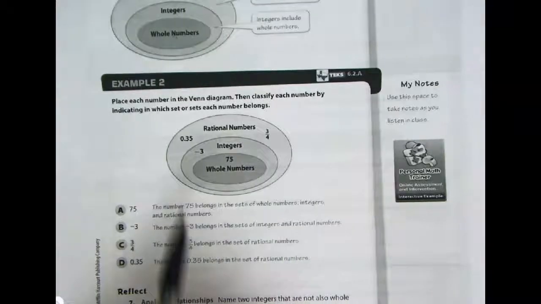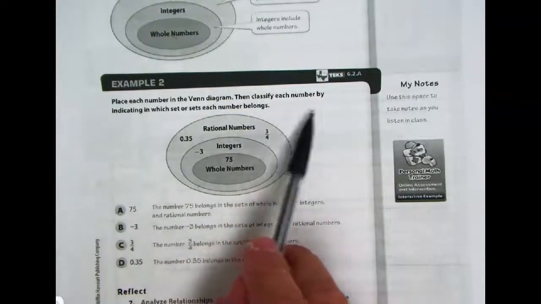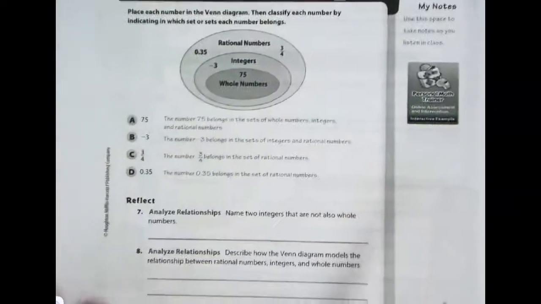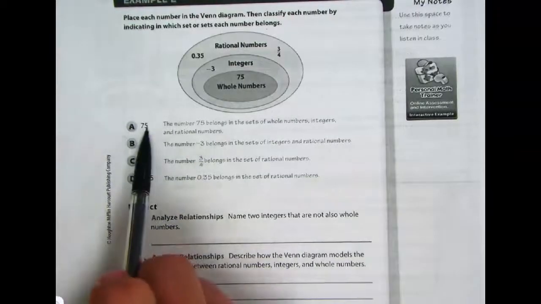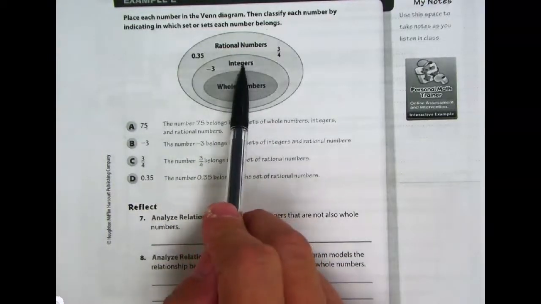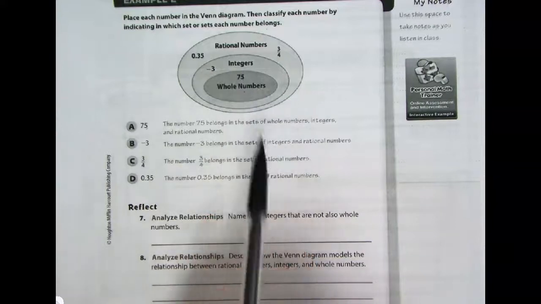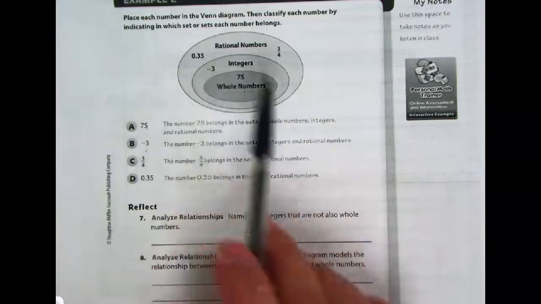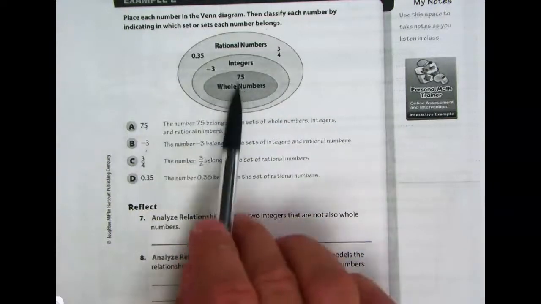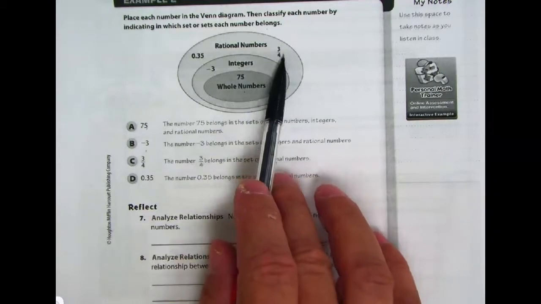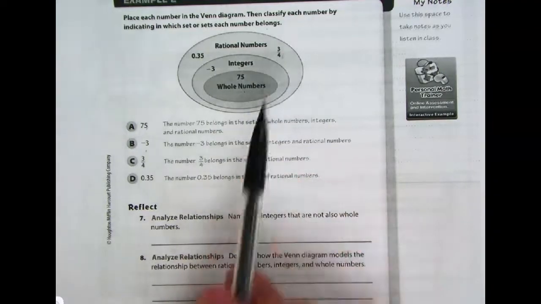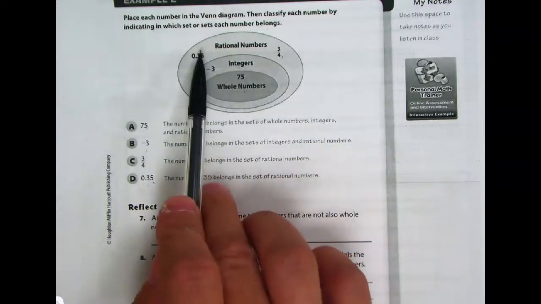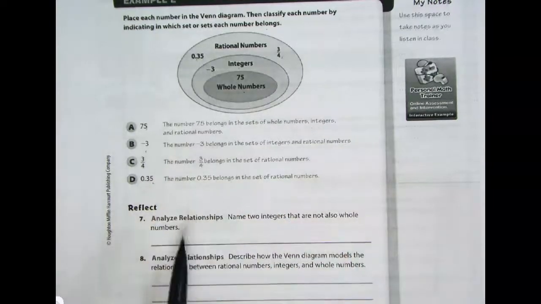So example 2 says, place each number in the Venn diagram, then classify each number by indicating in which set or sets each number belongs. So the first number you have is 75, which is rational. It's also an integer. It's also a whole number, so it will go as a whole number. -3 is not a whole number, but it is an integer, so it goes here. 3/4 is not a whole number. It's also not an integer. It's a fraction. So again, any number written as a fraction can be rational, so it would go in that group. 35 hundredths, again, not a whole number or integer, but would go here under rational numbers.